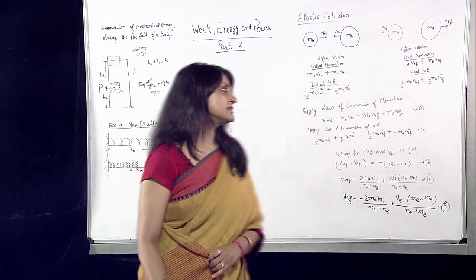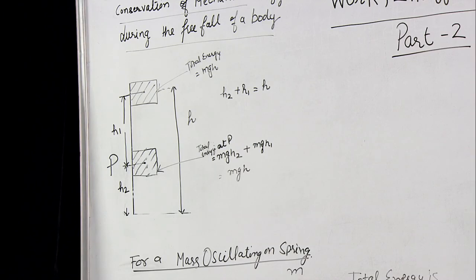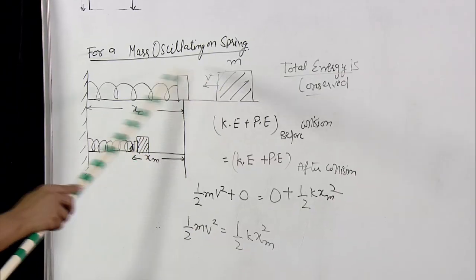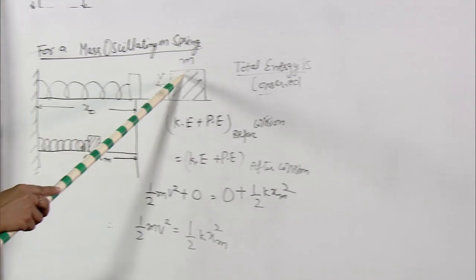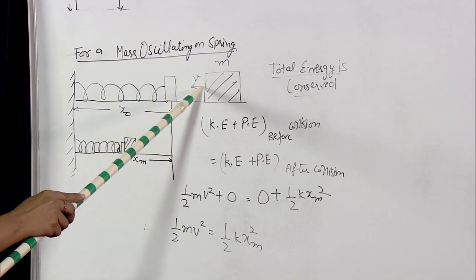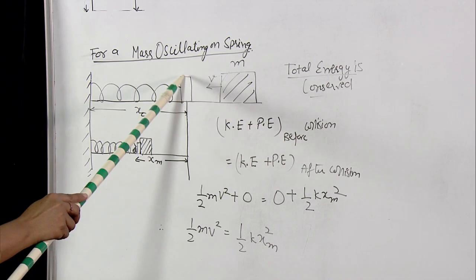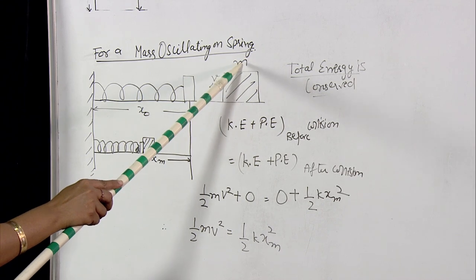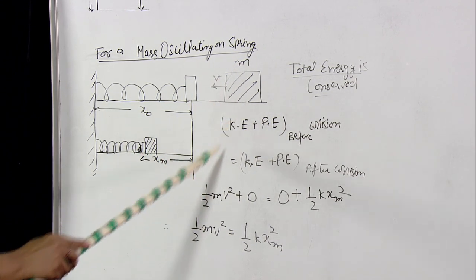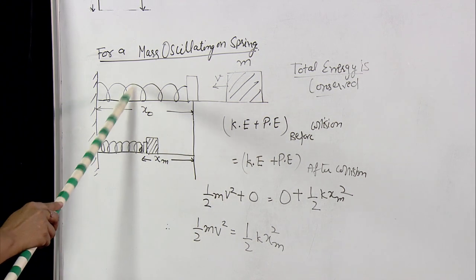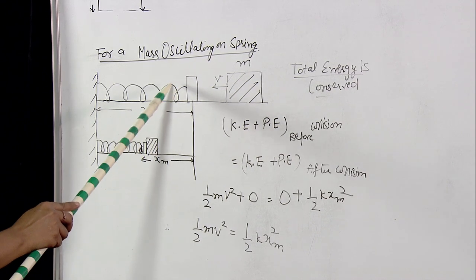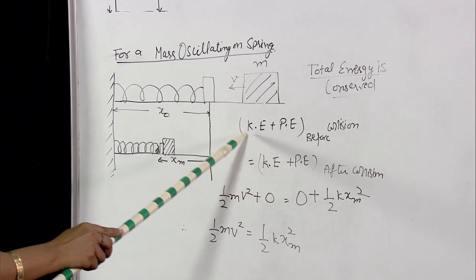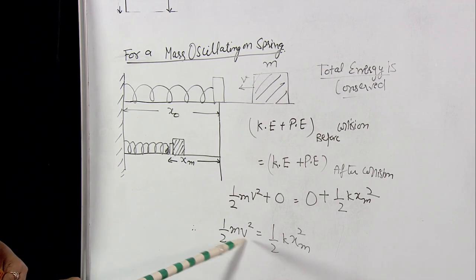For this case, let's consider there is a spring which is attached to a mass m, and then there is another mass which is moving with a velocity v. The spring is fixed rigidly to this wall, and this mass is moving towards the spring. Initially, that is before collision, the sum total of energy is equal to kinetic energy plus the potential energy. Since this mass m is moving with a velocity v, we have a kinetic energy of half mv square. But the spring is in a relaxed state, there is no extension or compression in this case, therefore the potential energy of the spring is zero. So the total energy before collision is half mv square.